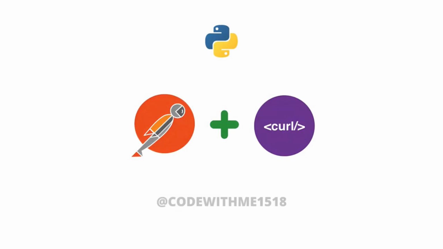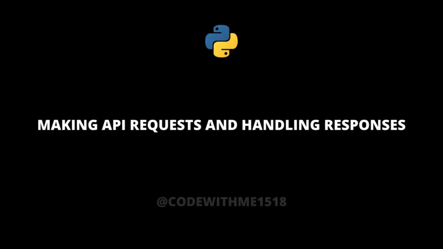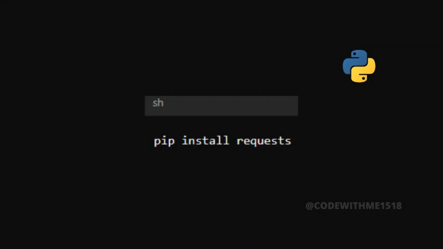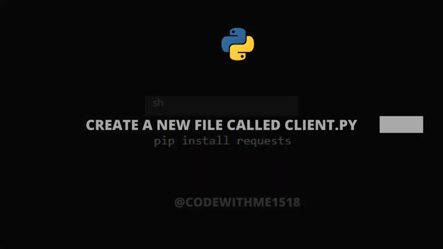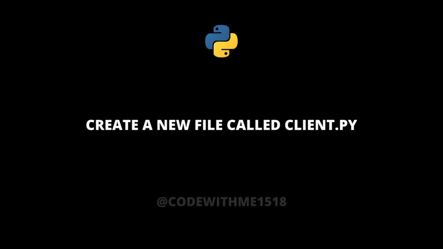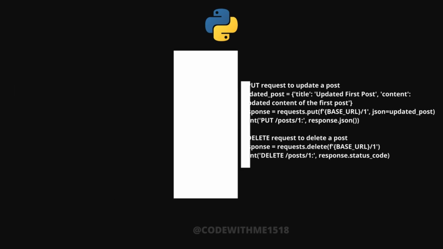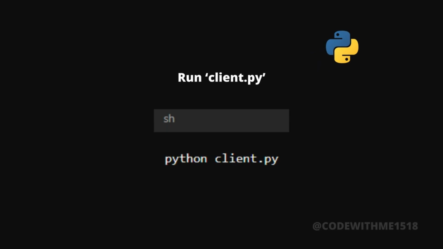Let's make some API requests and handle the responses. We'll use Python's requests library to do this. First, ensure you have the requests library installed. Create a new file called client.py and add the following code to make API requests. Run client.py to see the API requests in action.